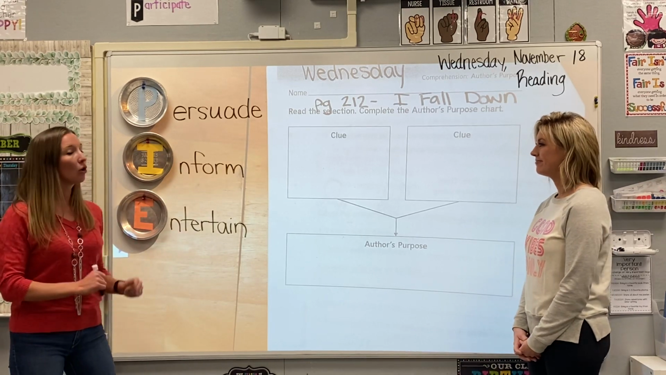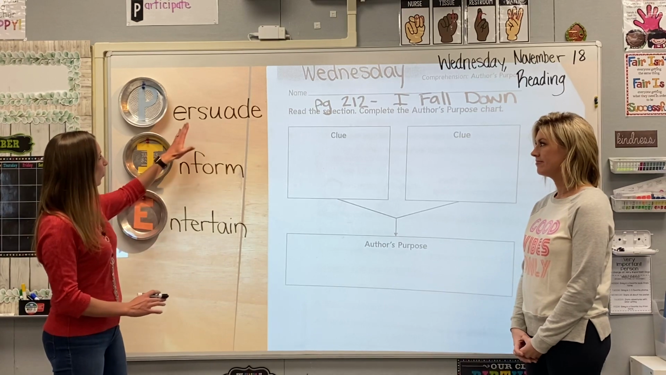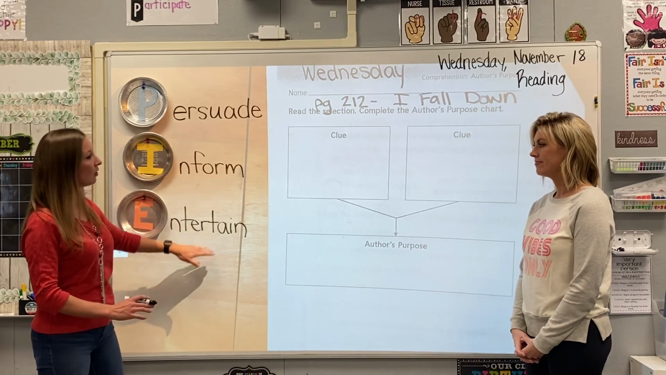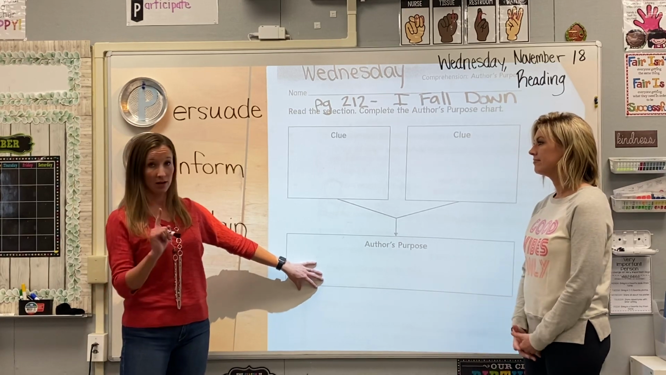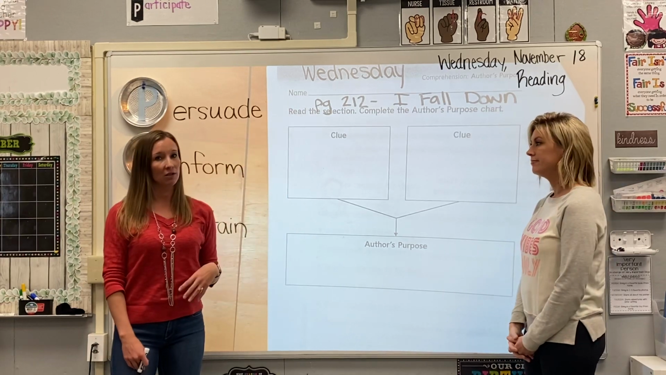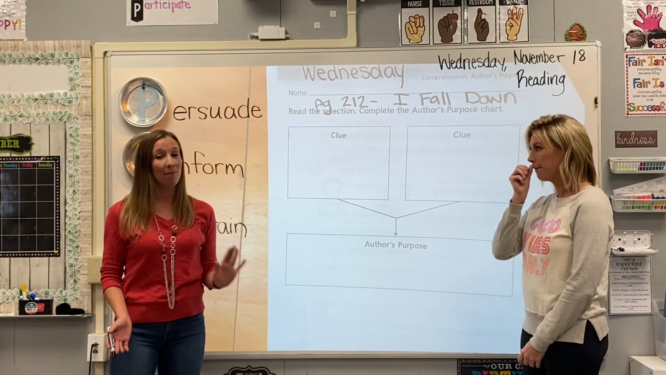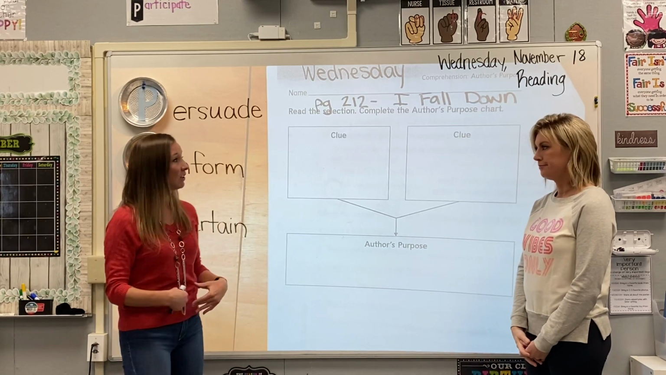So our goal for today is to figure out which letter in pie, P, I, or E, the author's purpose is for the story that you should have just read called I Fall Down. If you did not read the story I Fall Down, you need to stop this video, go and read your story and then come back to finish.